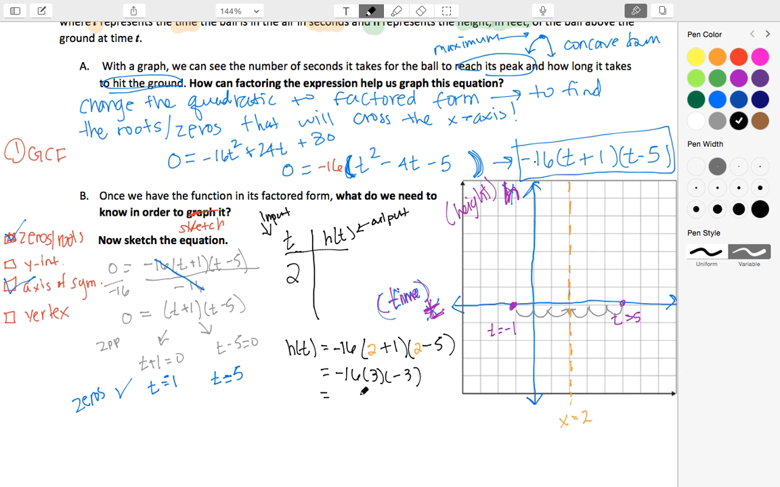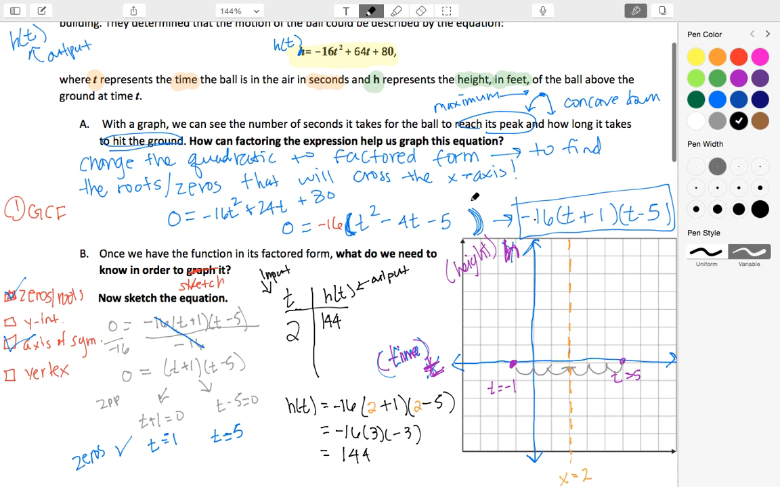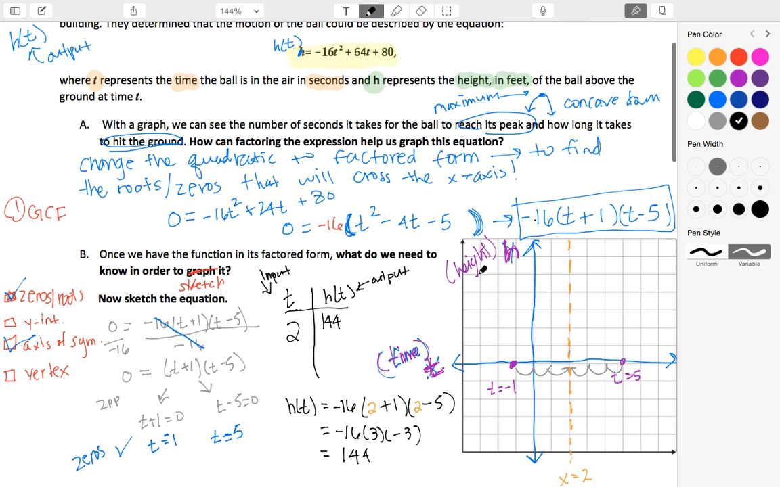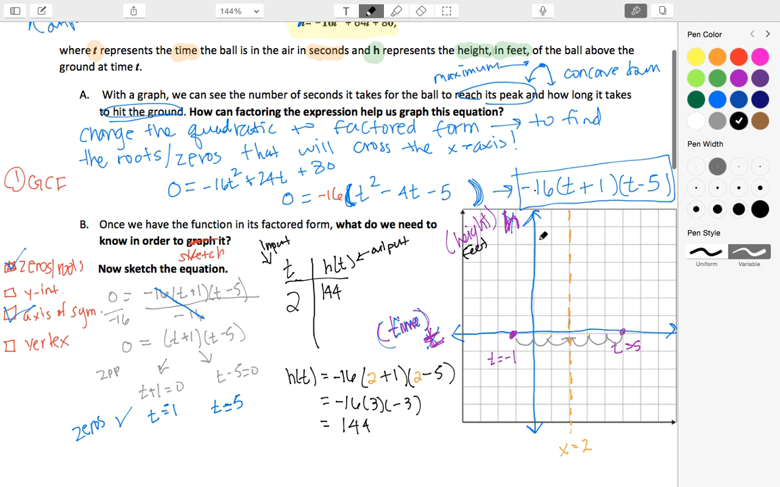So once you do that, we get 144. So all this means is when at 2 seconds, the ball is at 144. What did we say height was in? I think in feet, right? Yes, in feet. So when it's at 2 seconds, it's at 144 feet.